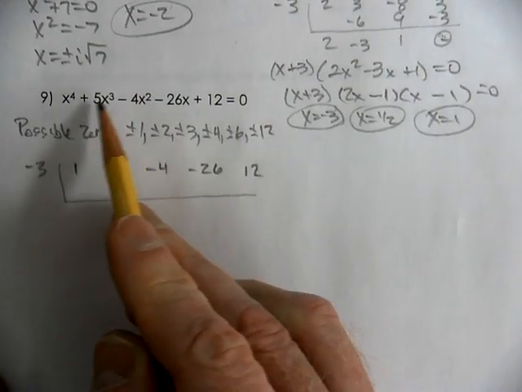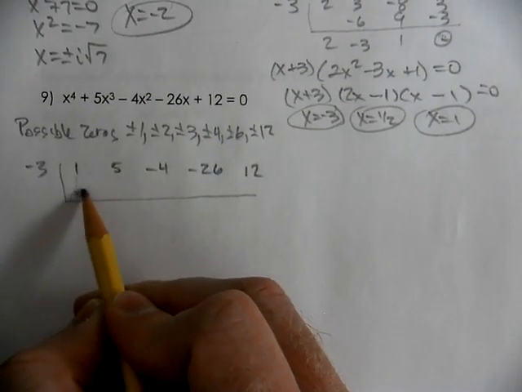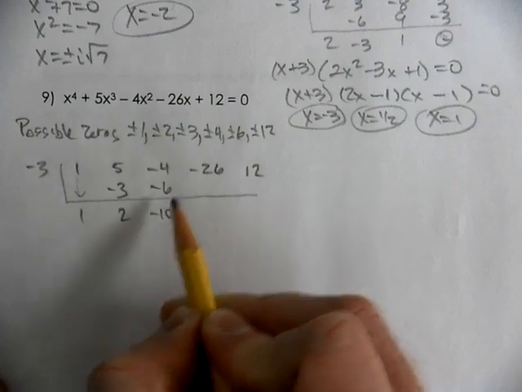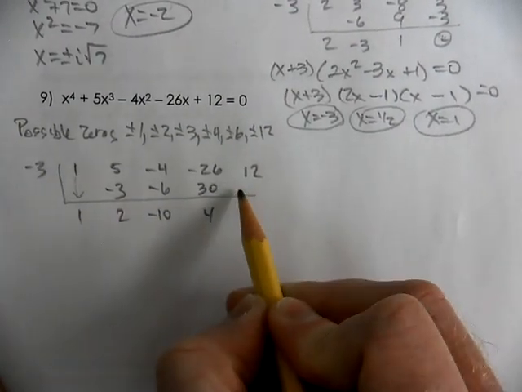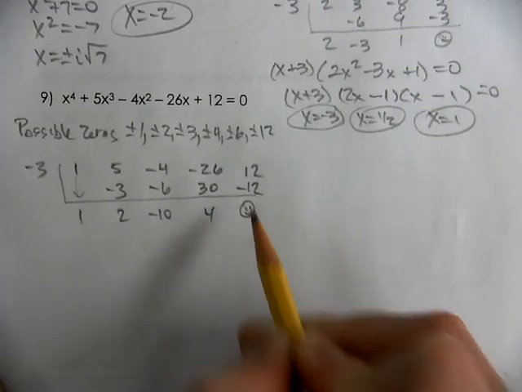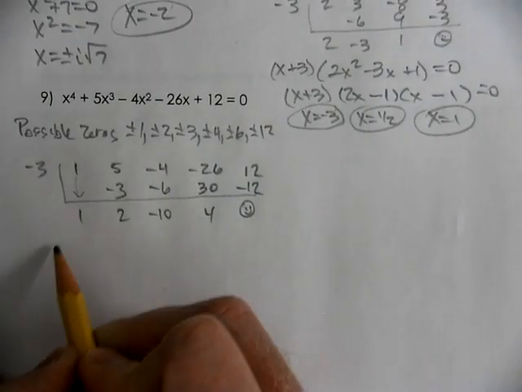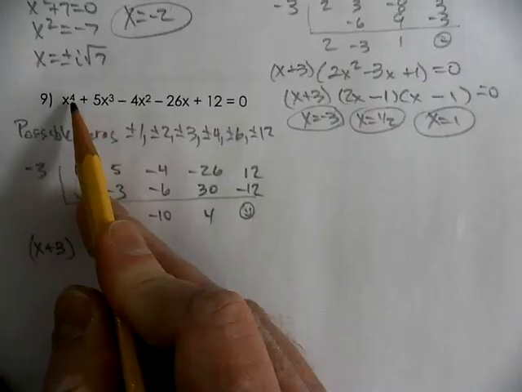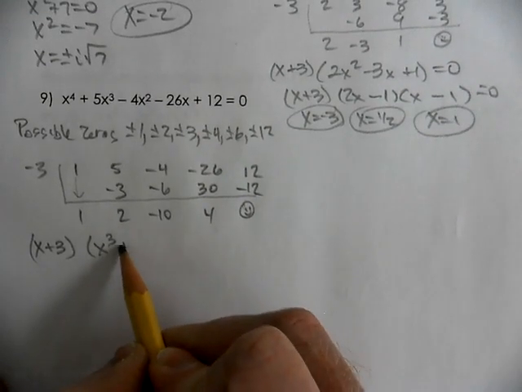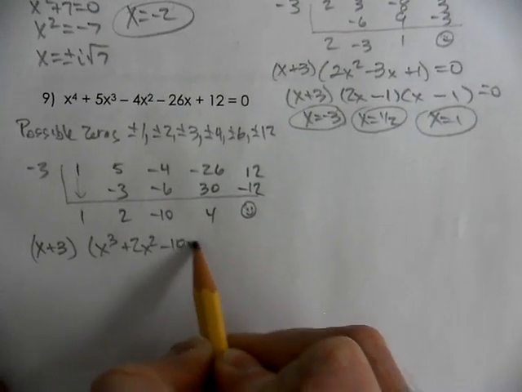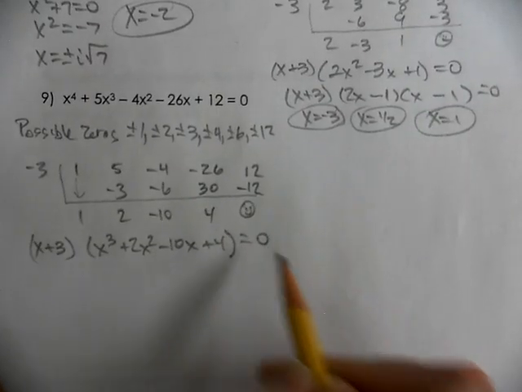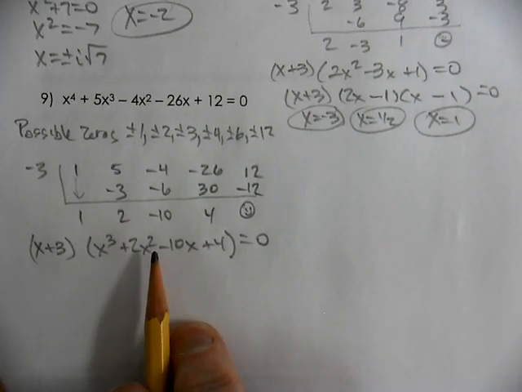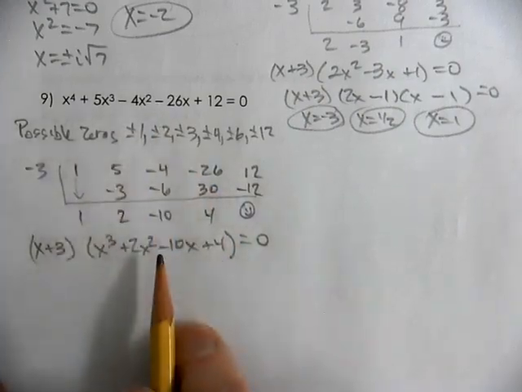So that tells me -3 is going to be a good number to use. I use my coefficients, drop down the 1, multiply, and I get 0. And we have a little smiley face. We're happy about the 0. So x plus 3 is my factor. And x cubed, 1 less than the x to the 4th, x cubed plus 2x squared minus 10x plus 4. That's my leftover cubic. This times that should make our original problem.